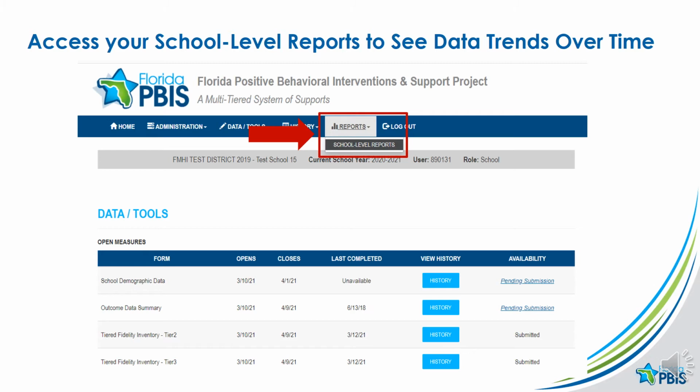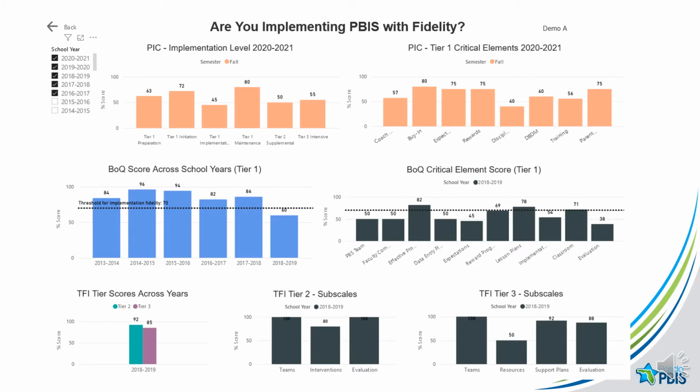Now that your TFI data have been entered into PBSES, schools can navigate to their school-level reports to access interactive data visualizations. These reports include all of the data you have entered into PBSES over time, and are a great resource to help you monitor trends, problem solve, and develop data-based action plans. Note that it might take 1 to 2 hours for the data reports to update to reflect your recently entered TFI data.